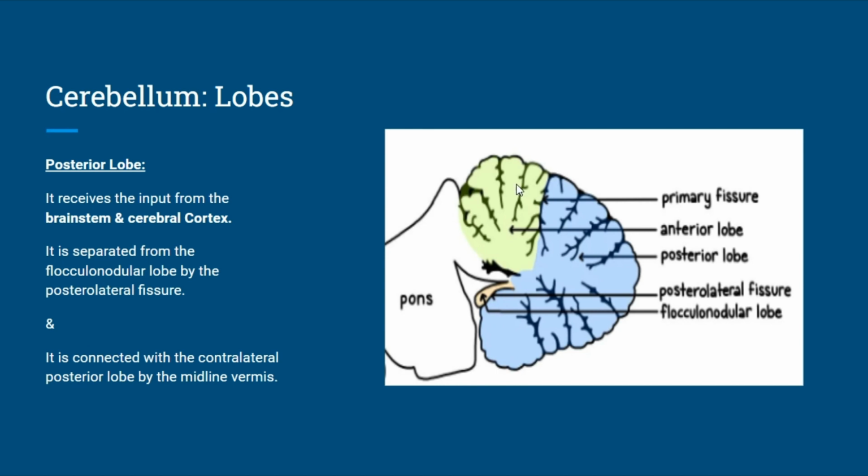Then we have the posterior lobe, and this is the largest of all the lobes. It receives input from the brainstem and the cerebral cortex, and it is separated from the flocculonodular lobe by the posterior lateral fissure. The posterior lateral fissure is right here. We have the primary fissure right here, and then this one, the posterior lateral fissure. And this is connected with the contralateral posterior lobe by the midline vermis. So again, anterior and posterior lobes are connected with each other by the midline vermis.